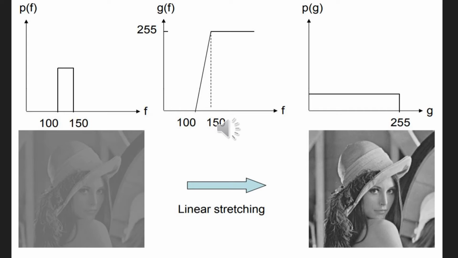In this slide, we have applied the linear stretching technique on the image present on the left hand side. The output is the image present on the right hand side. P of f is the probability of occurrence of frequencies of the initial image, and P of g is the probability of occurrence of frequencies of the final image. Clearly, we can see after applying the linear stretching function g of f, we have increased the span of g.